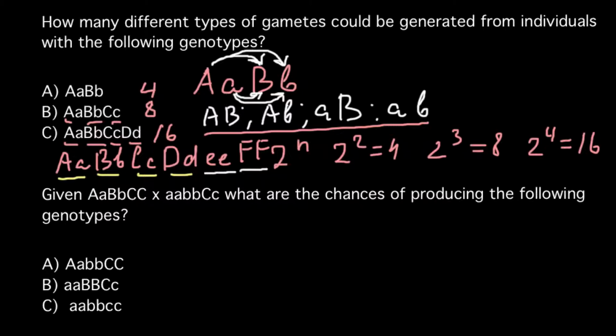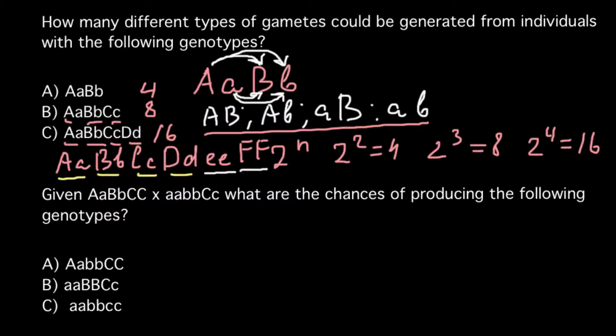Given the genotypes capital A, capital B, small b, and capital C that we have to cross with another genotype that is homozygous recessive for gene A, B, and heterozygous for the gene C, what are the chances of producing the following genotypes? And here are three variants, and we have to calculate chances for each variant. So how are we going to solve this problem?